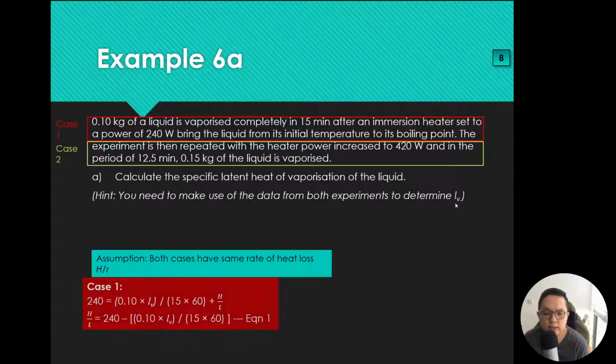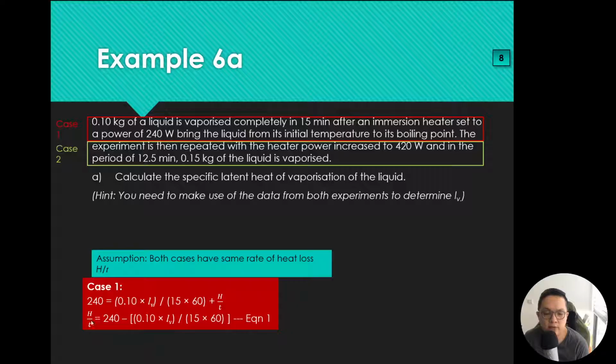Let's look at case 1. I will write it this way. This 240 watts is used to do two things. First, it will boil off 0.10 kg of liquid, multiplied by the L_V, and this is the heat, Q, divided by the time of 15 times 60 seconds. Then plus H over T at the back, where H over T is the rate of heat loss.